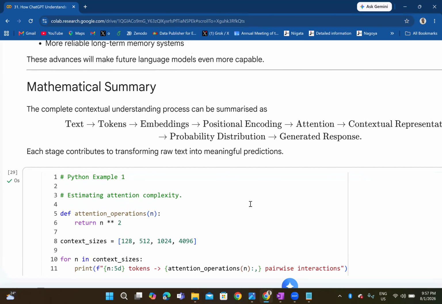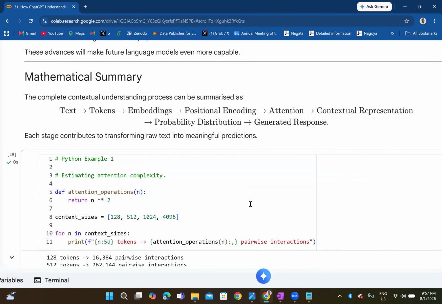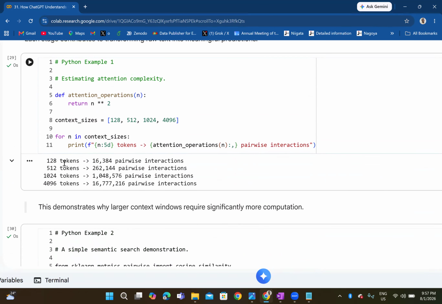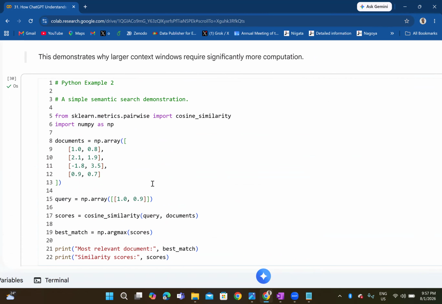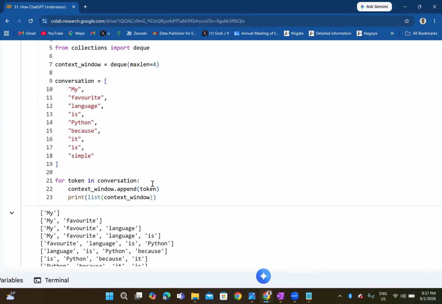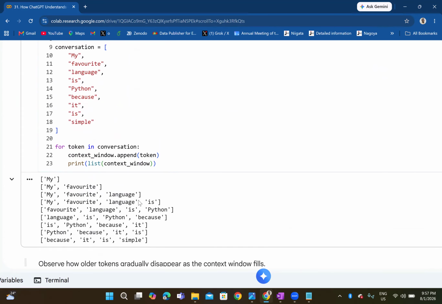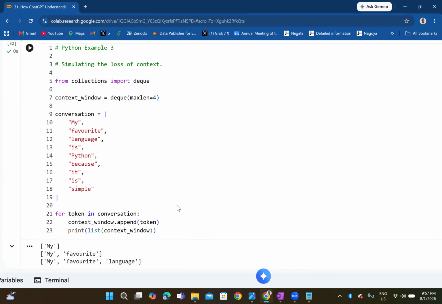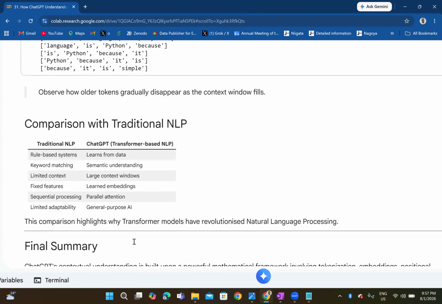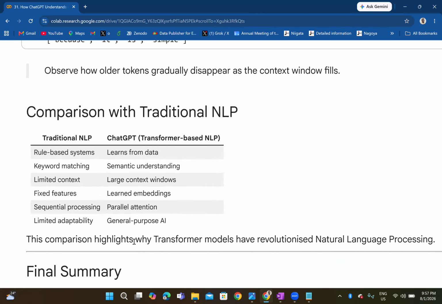So we see the mathematical summary again. You have text turned into tokens and all of that. Like I've given this a couple of times. So even this one, the number of tokens and the pairwise interactions will be the square of that. So we have done all of this a couple of times. Loss of context can also happen here because as you add new words, the first one will go out because here the maximum length is 4. Once it saturates at 4, any new word you add is going to push out the first one, push out the next one, and it keeps going like that. So you need to observe how older tokens gradually disappear as the context window fills.